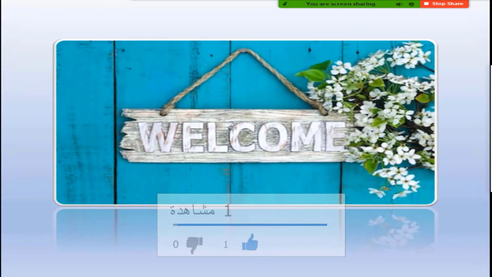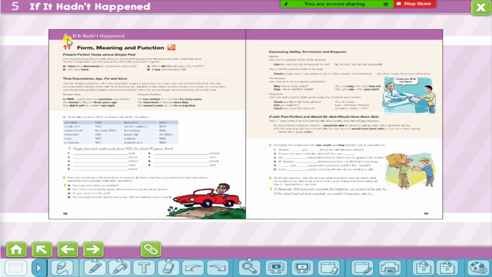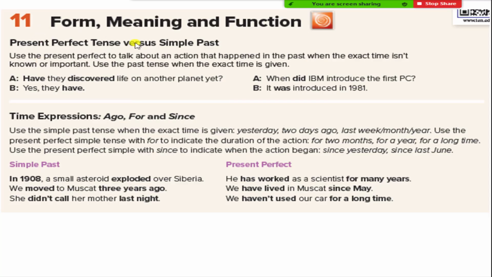We will study lesson 11, page 78 and 79. Form, meaning, and function. In our form today, we have present perfect tense versus simple past. Use the present perfect to talk about an action that happened in the past when the exact time isn't known or important.